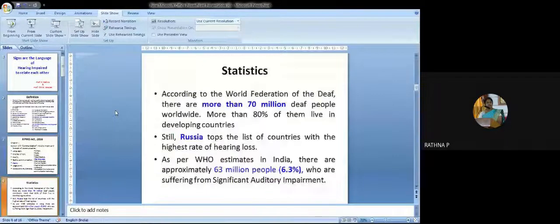Some statistics about disabled people and hearing impaired people. According to the World Federation of the Deaf, there are more than 70 million deaf people worldwide. More than 80% of them live in developing countries. Still, Russia tops the list of countries with the highest rate of hearing loss. As per WHO estimates, in India there are approximately 63 million people, that is 6.3%, who suffer from significant auditory impairment.